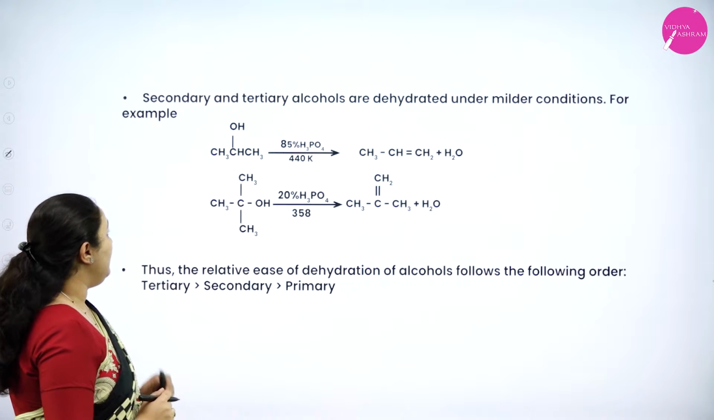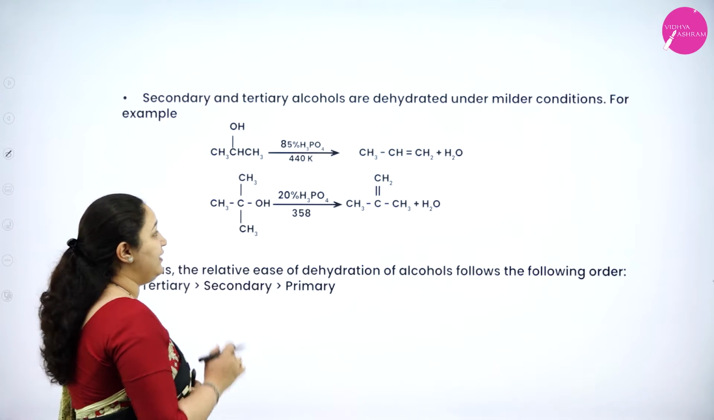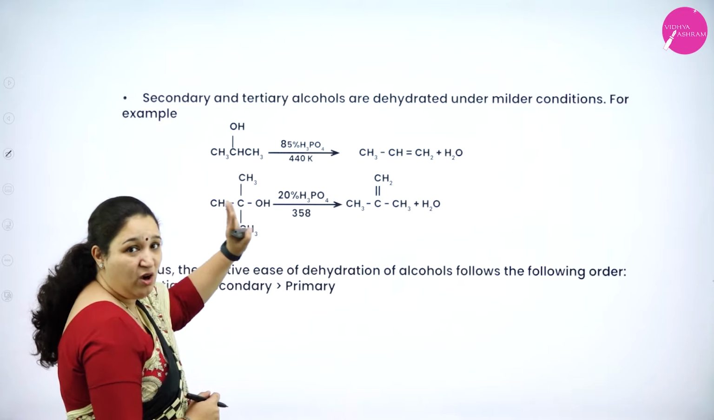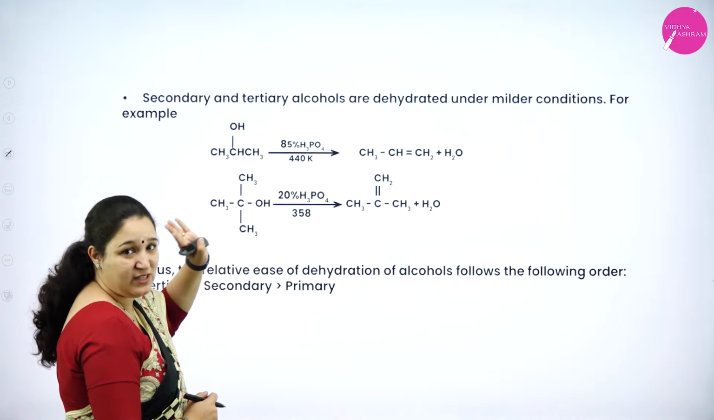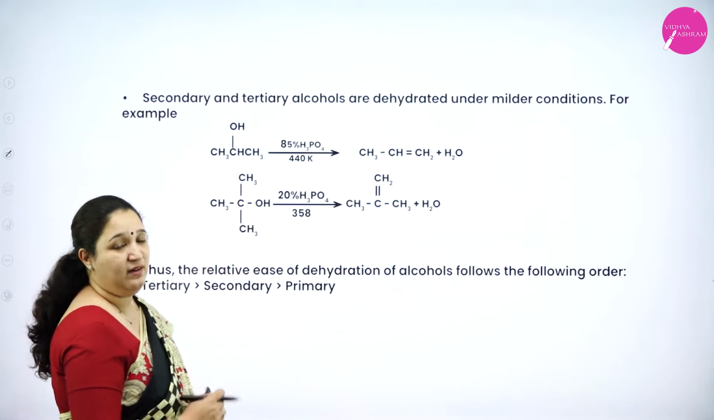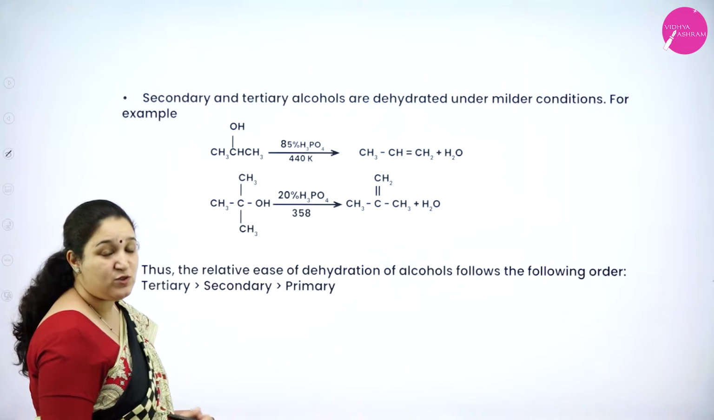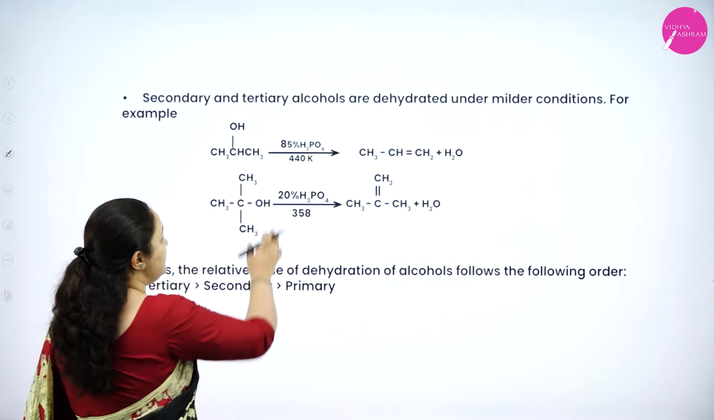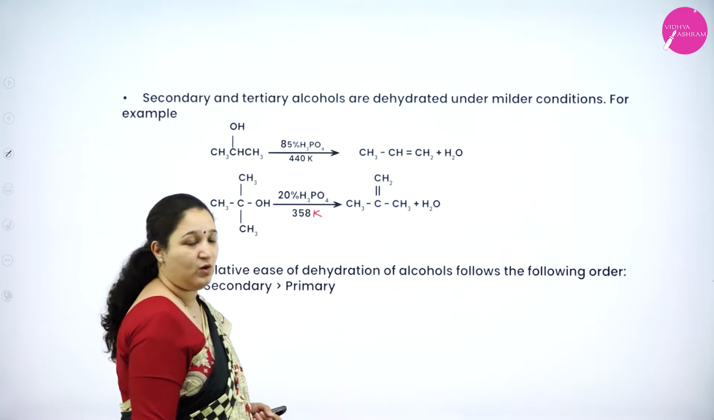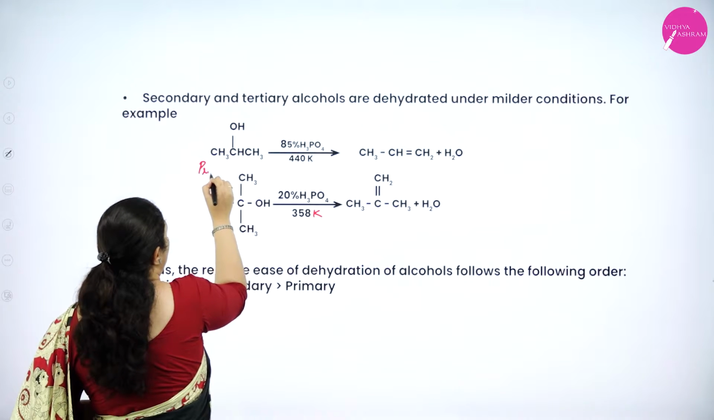Next, if we take a secondary and tertiary alcohol, it will undergo dehydration at milder conditions, that is you don't require a very concentrated H2SO4 or H3PO4 acid, and you can see even the temperature is much lesser than that which we use for primary alcohol. For primary alcohol, that is ethanol, what we use? We use 443 Kelvin, isn't it? Here it is just 440 Kelvin and 358 Kelvin.